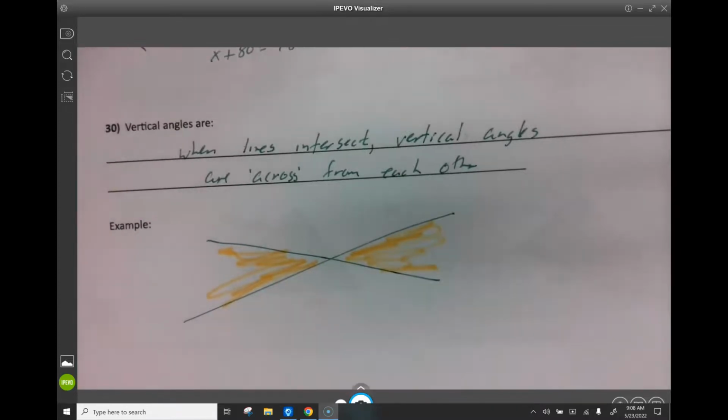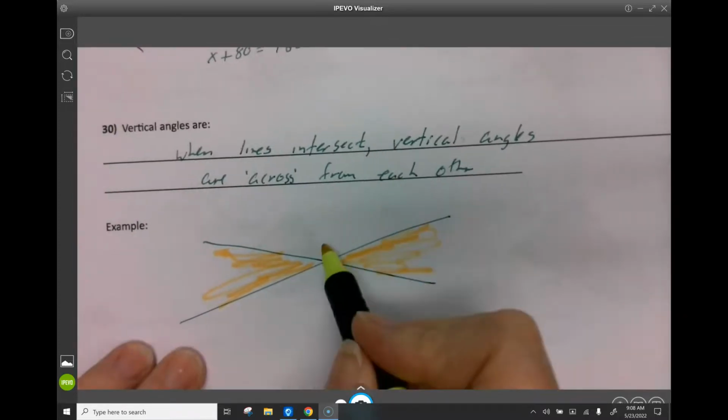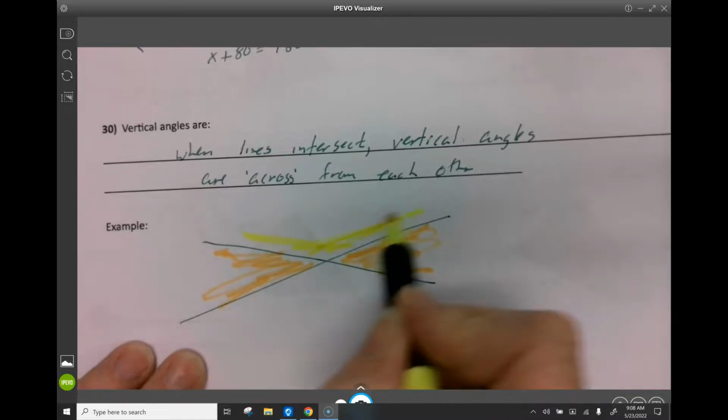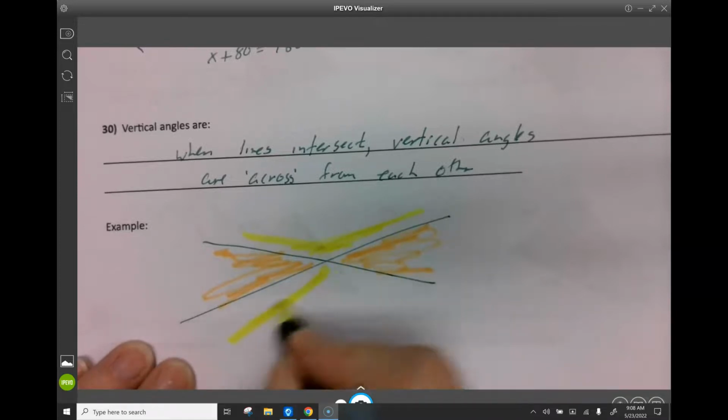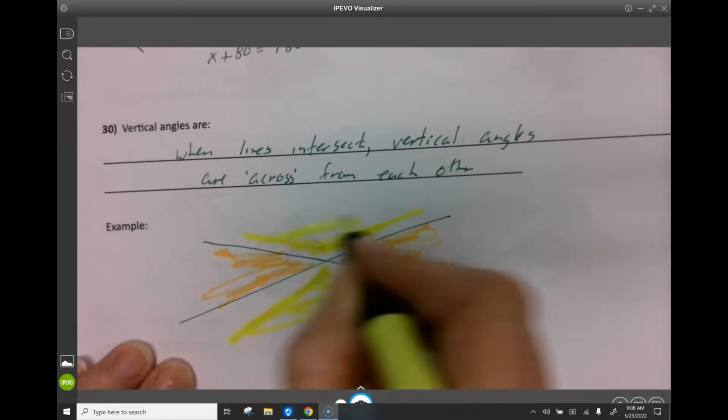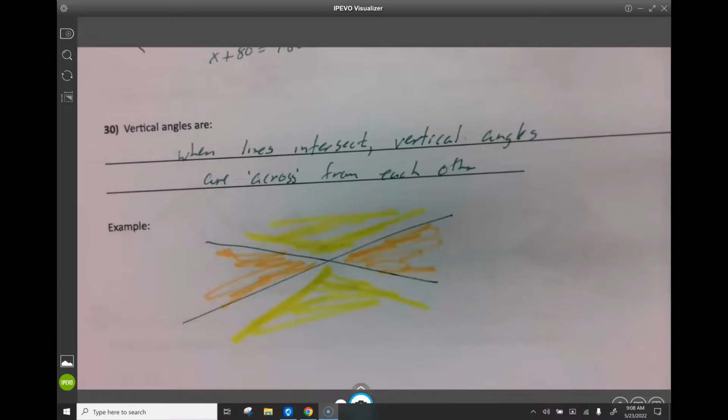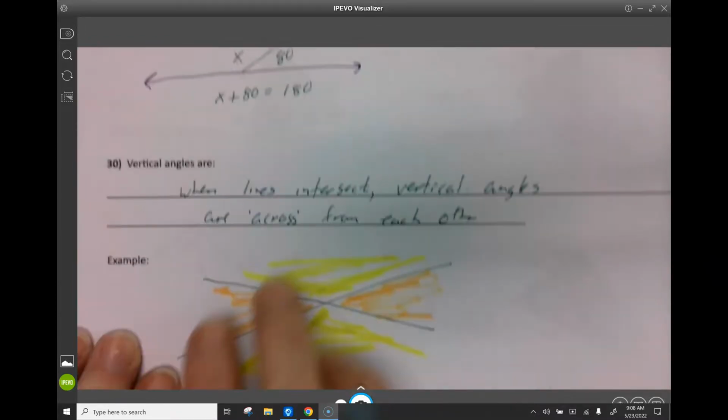Let's see if this shows up better. This angle right here would be a vertical angle with this angle right here. Okay? Good. So that's how I would define them. That was a hard one to define. You just have to be able to identify them.